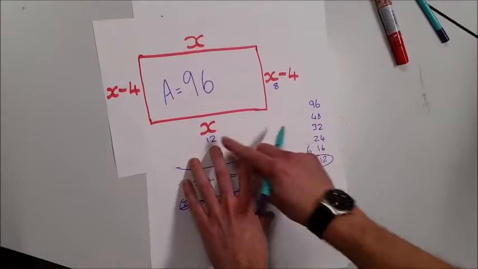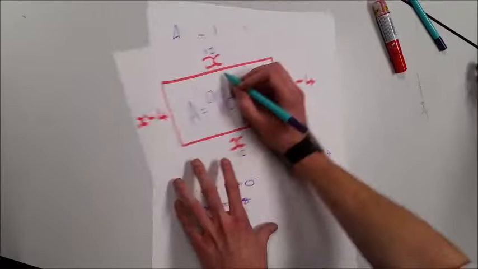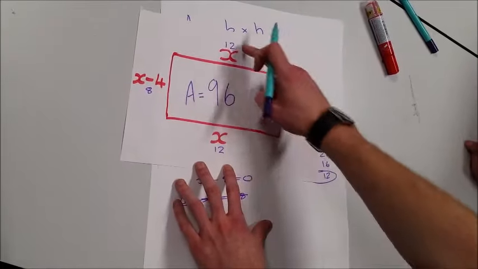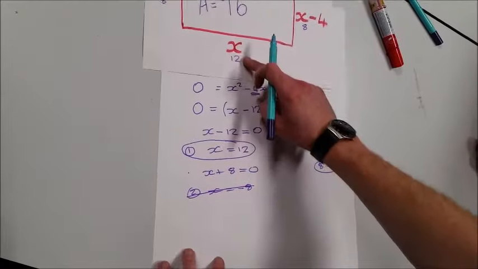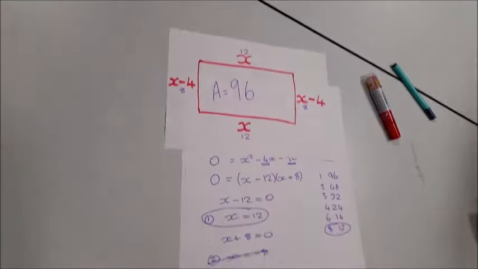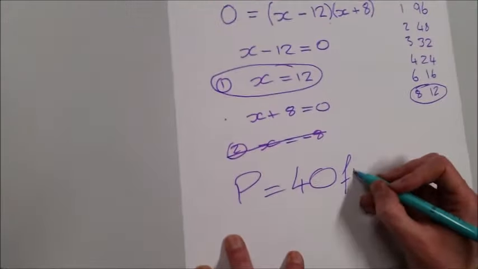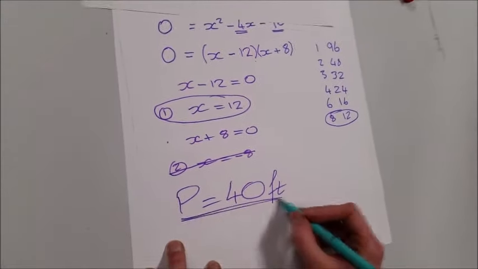And we have managed to find the lengths of all of the sides of our rectangle. If we know all 4 lengths, we can add them together to find that the perimeter equals 40. And our units from our question is feet.